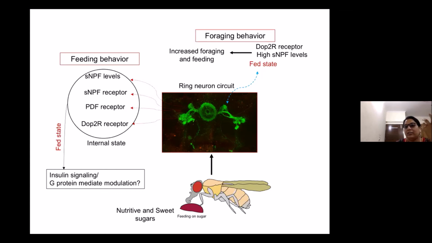So generally, if you look at the literature, you will find neurons where you see alteration in the foraging behavior during the starvation state. So this is a report where for the first time we are showing that these are involved in the fed state, and multiple receptors are present which are regulating both these kinds of behaviors.